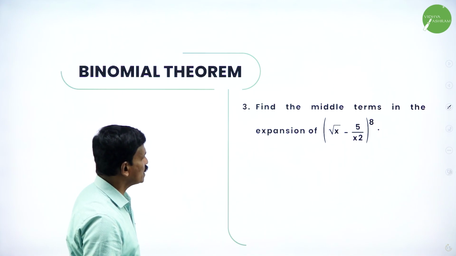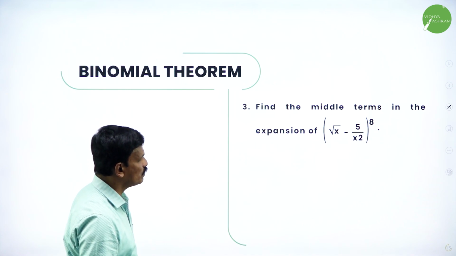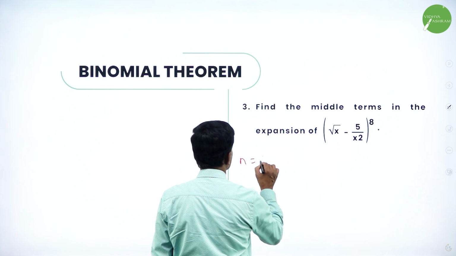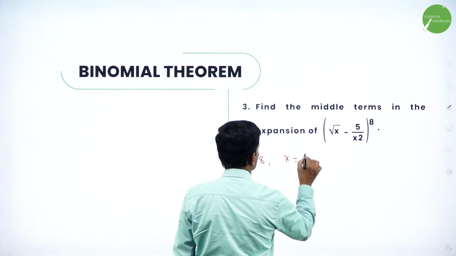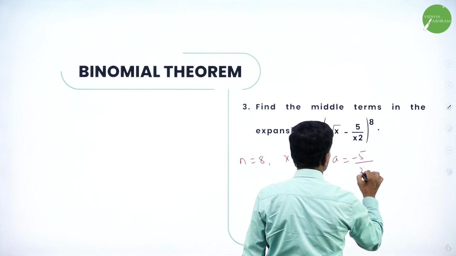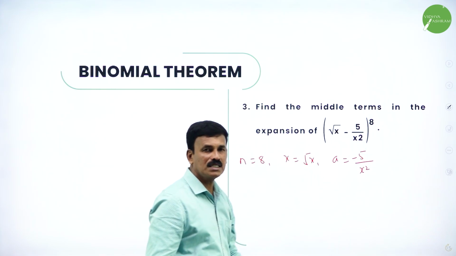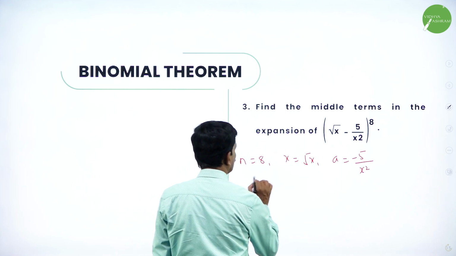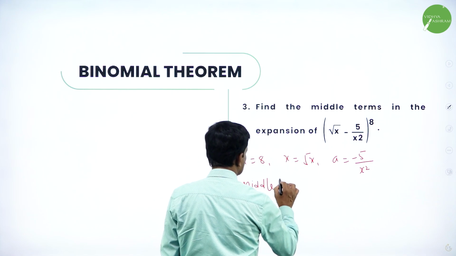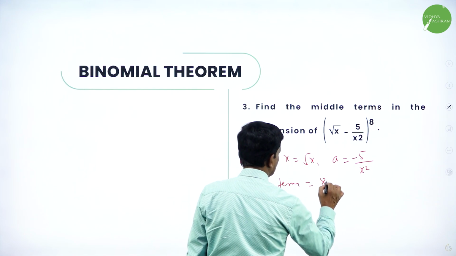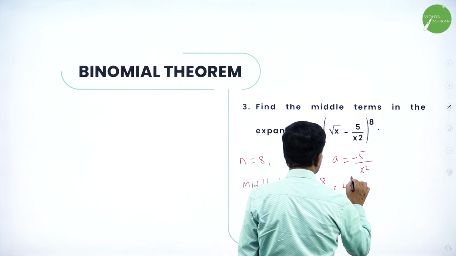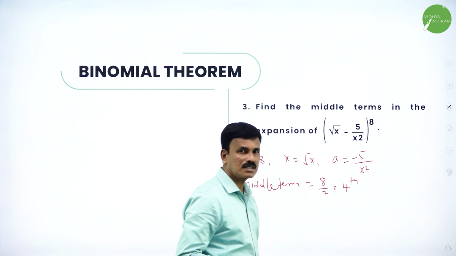Find the middle term in the expansion of (root x minus 5 by x square) whole to the power of 8. So here what is n? n is equal to 8 and x is equal to root x and a is equal to minus 5 by x square. Since n is an even number, so therefore the middle term is equal to 8 by 2, that is nothing but the 4th term, right?